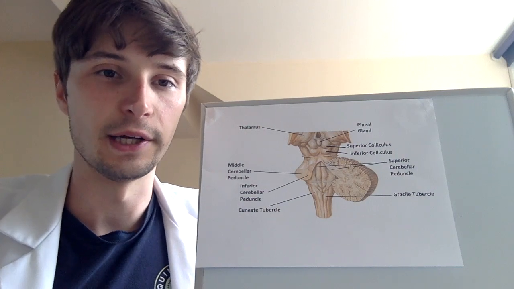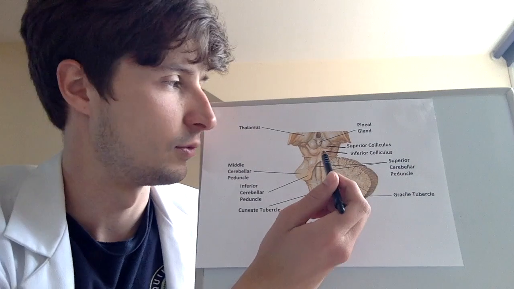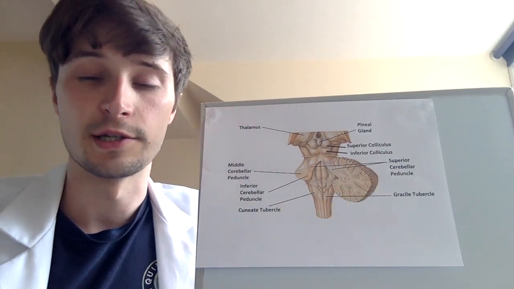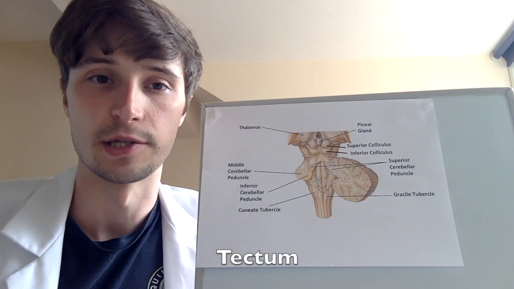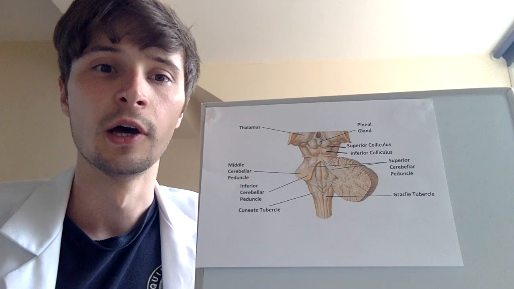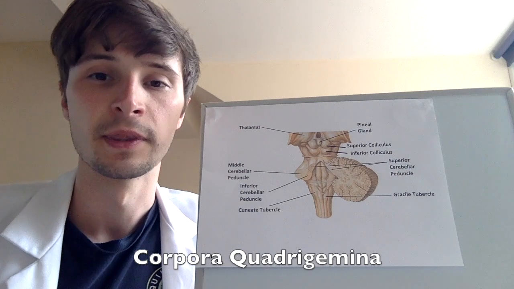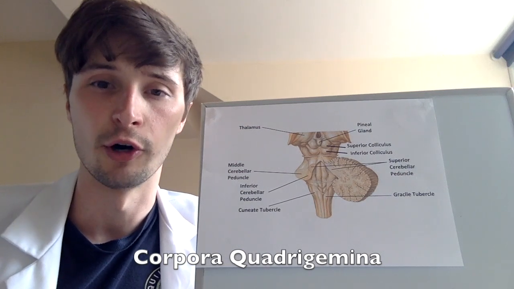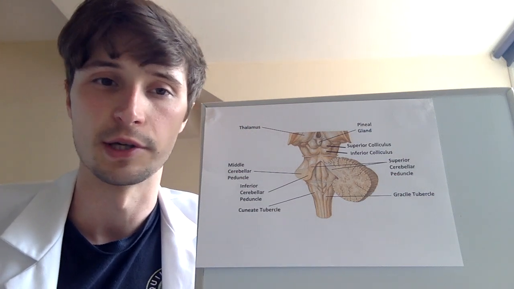So just below the pineal gland then, we've got the superior colliculi and we've got the inferior colliculi. So these have a few different names. They're sometimes called the tectum, which means the roof or the roof of the midbrain, and we'll have a look at that in a sec. And they're also sometimes called the corpora quadrigemini. So corpora or corpus means body, quad means four, and then Gemini means twins. So these are the four twinned bodies.